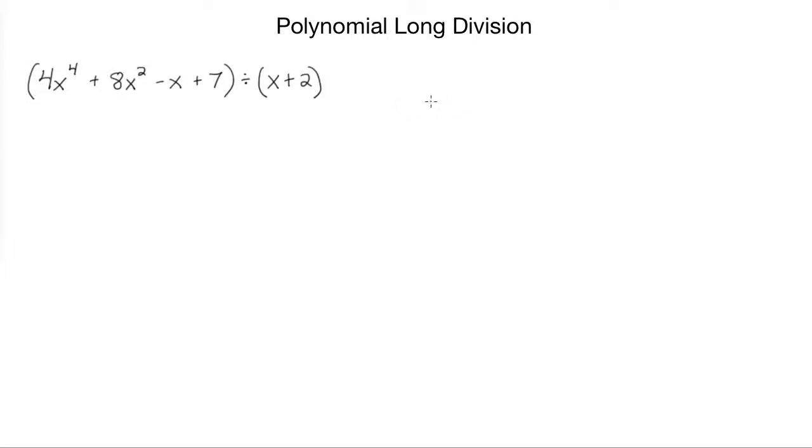So let's set up my long division. Let's get my division symbol up. We're going to write our dividend in here. So we got 4x to the 4th. Now notice when we look at this, we got x to the 4th, but then it jumps right down to x squared.